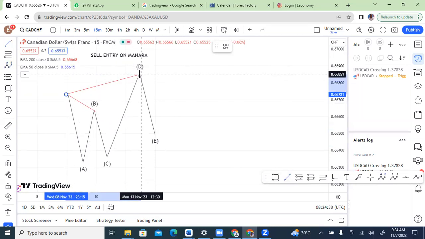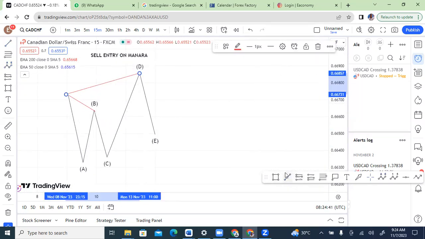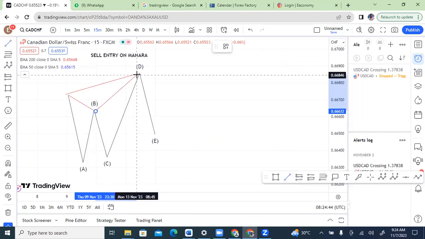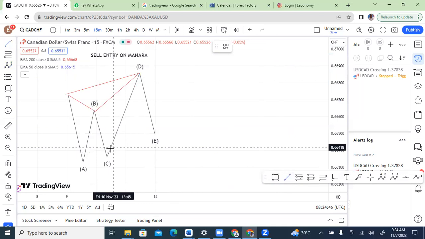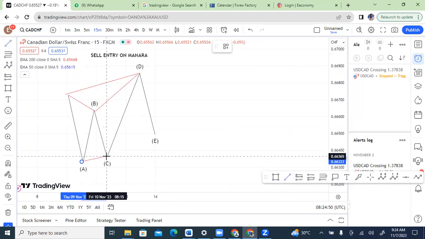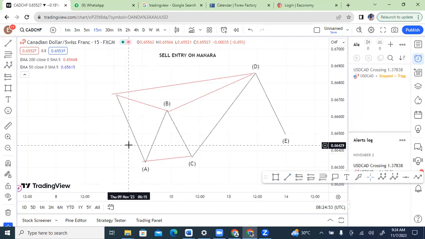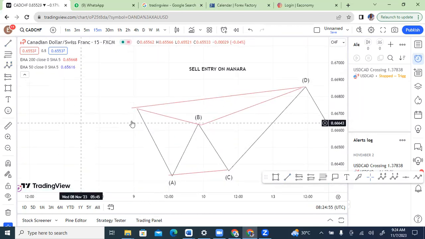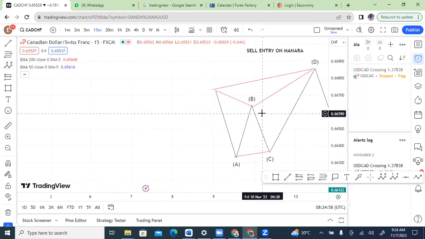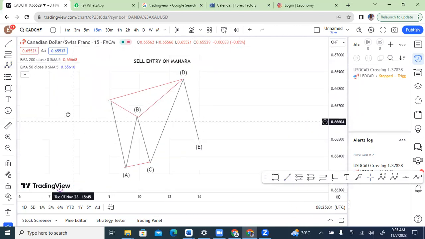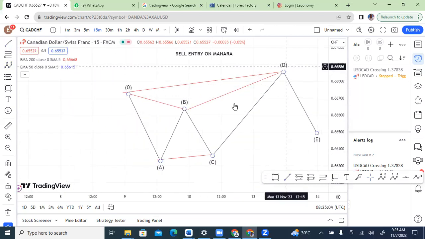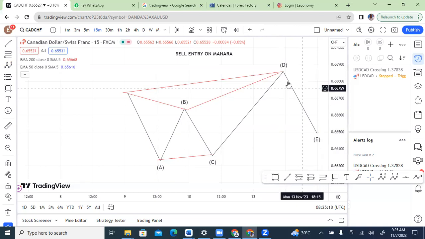This is what a sell entry looks like on Manara. You have all your coordinates. The point here is that Manara gives you the entry for your sell or your buy at the D point. The D point is where Manara will tell you to enter. Is that clear? Yes. Manara gives you your entry at the D point.